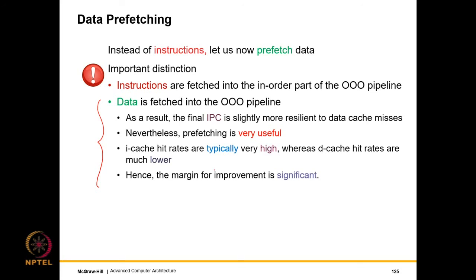But of course, here the sensitivity is lower than an iCache. So the same improvement in an iCache will actually give you more in terms of performance. Nevertheless, data prefetching is very important, and almost all processors have an instruction cache prefetcher and a data cache prefetcher.